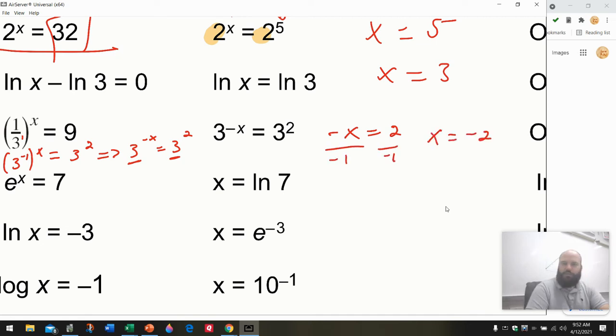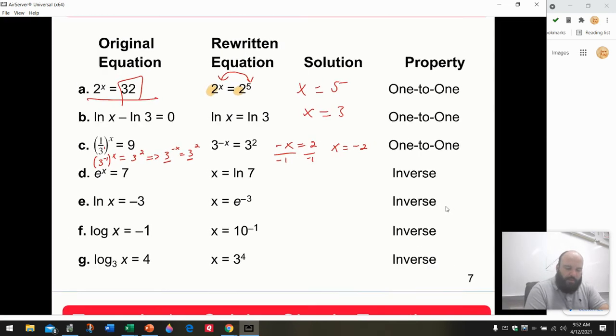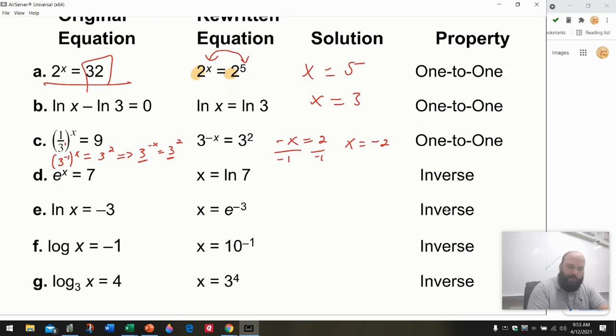Now that one also utilized the one-to-one power where we got the bases to be the same so we can compare the powers. Now, the next four are going to use the inverse property. And so there's various ways you can go about doing this.